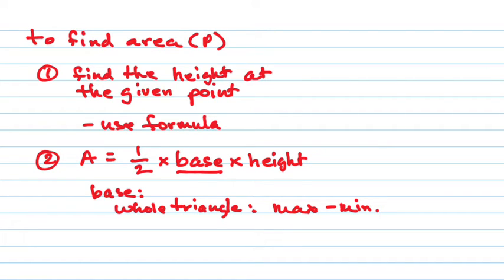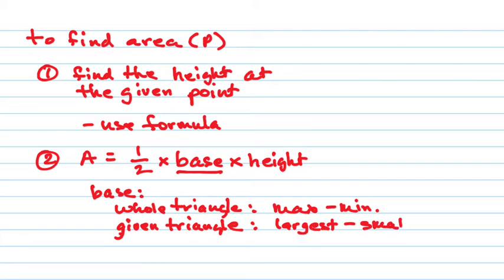Okay? But for any given triangle, you just make sure that you're always subtracting the largest value minus the smaller value. Make sure you get them in the right order, otherwise you're going to get a negative, which you're going to immediately know is not correct for your base anyway. You could do them in any order, and then you would just change the sign. Okay? So the base is easy to find. You just find that with some subtraction.